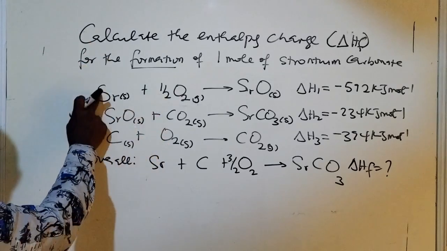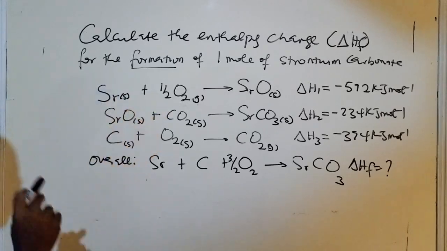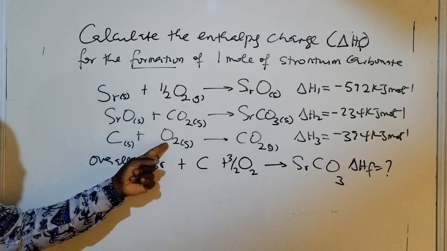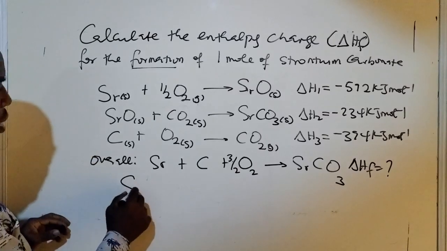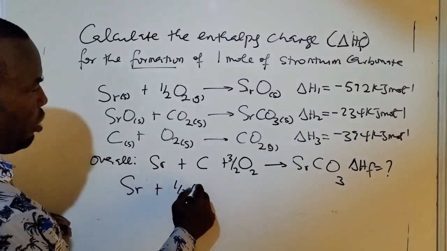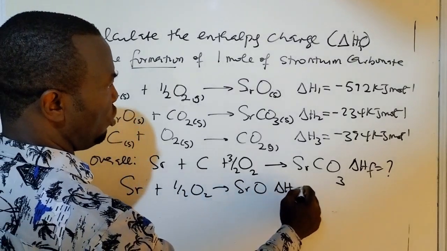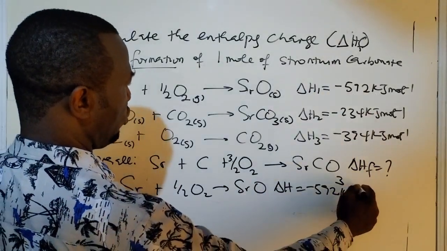Since it's 1 mole here and 1 mole there, we take the equation. We don't multiply with anything because strontium appeared only once. Since oxygen appeared in another equation, this can take care of this oxygen. So we'll continue and write Sr plus half oxygen giving us SrO. The enthalpy change is minus 592 kilojoules.